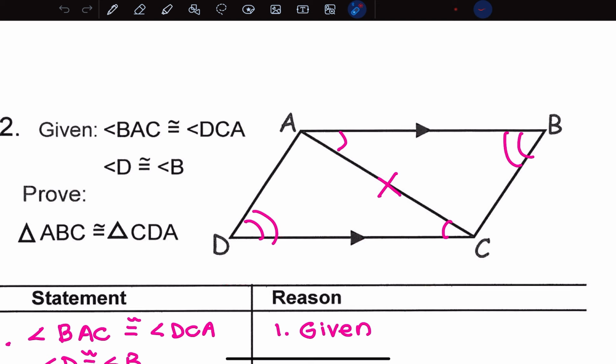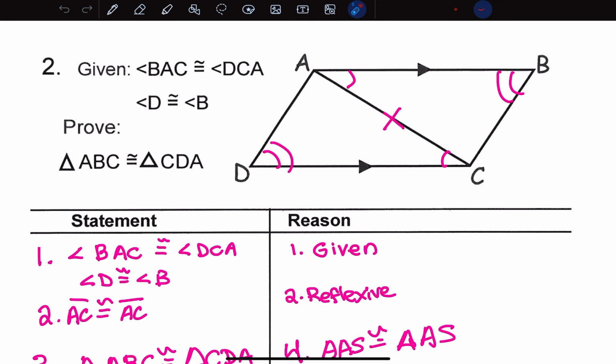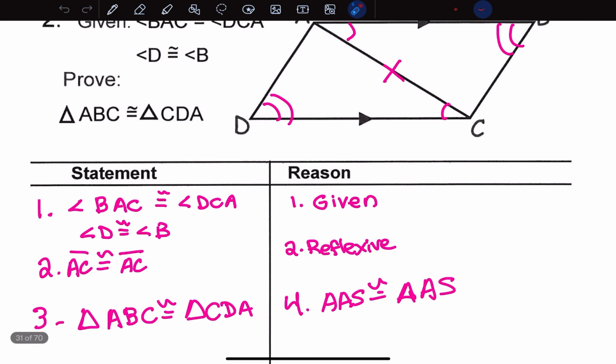Okay, so now, given that BAC is congruent to angle DCA, so we have one pair of congruent angles, given another pair of congruent angles, so we have angle, angle, and then we have a shared side. So we're going to have angle, angle, side as our method to show that these two triangles are congruent. Start with your given information. You can then say that AC is congruent to AC by reflexive. And then you're right away going to say that the triangles are congruent by angle, angle, side.